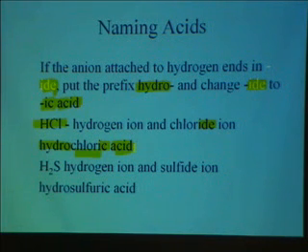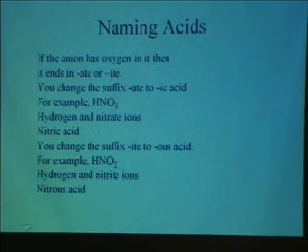Another example, H2S. You look at the anion, which is sulfide. Sulfide ends in IDE. So you would use the first row of your table, and in the table it tells you exactly how to do it. Again, hydro is the first part of the name of the acid. Then you use the root of the word, and then ic acid at the end. So it's hydrosulfuric acid. That is the first example, okay?